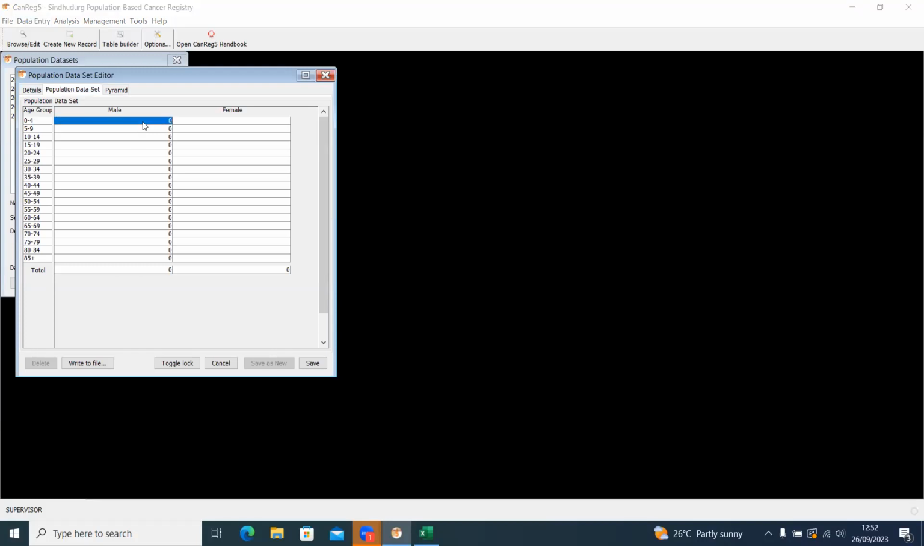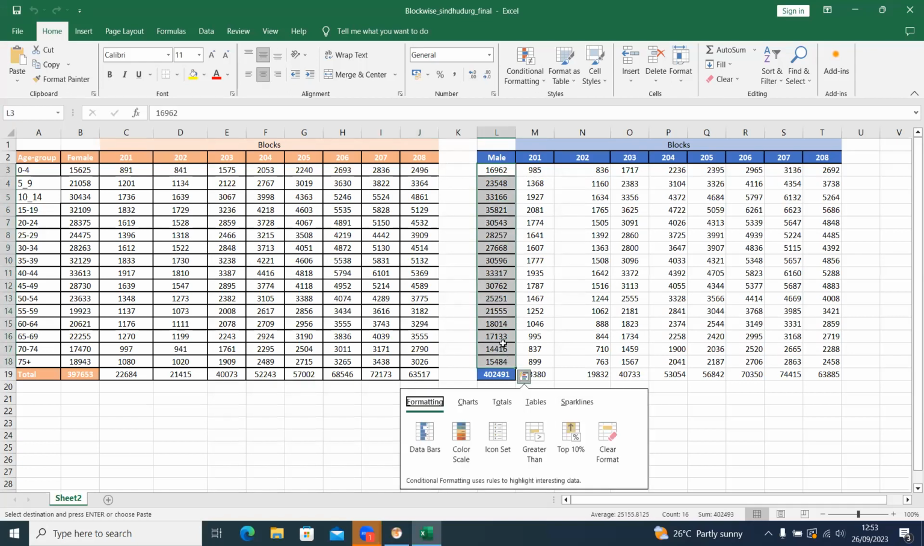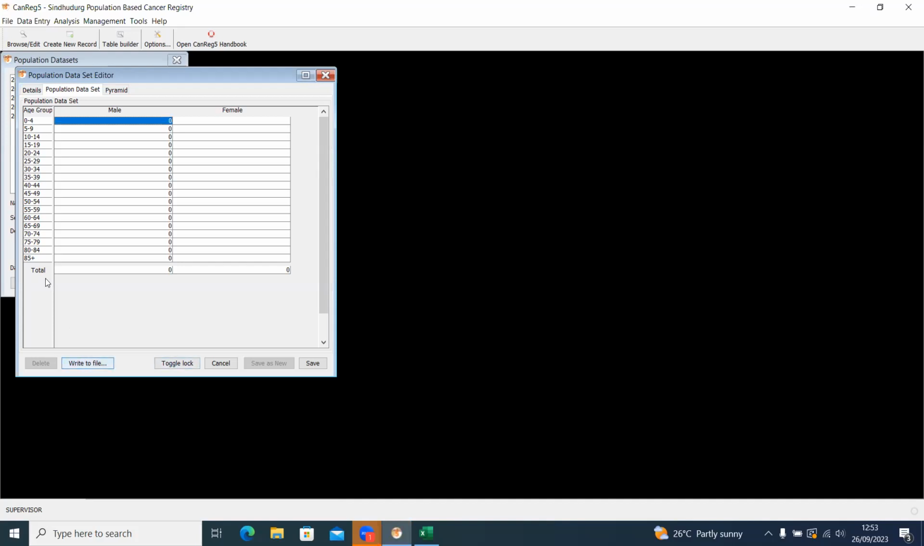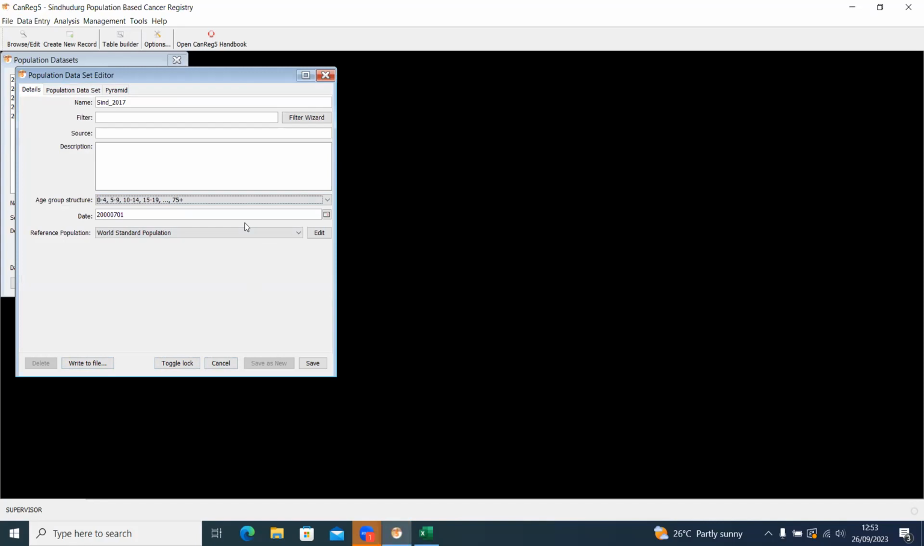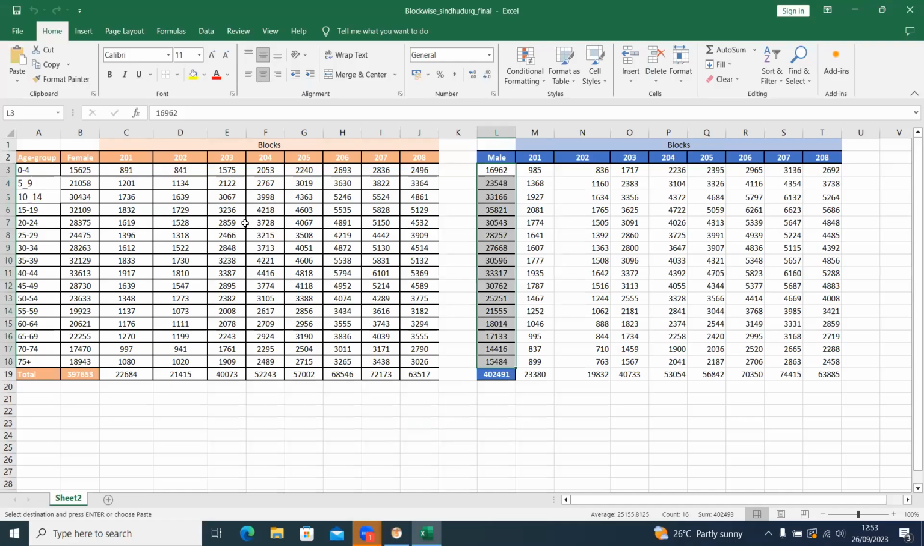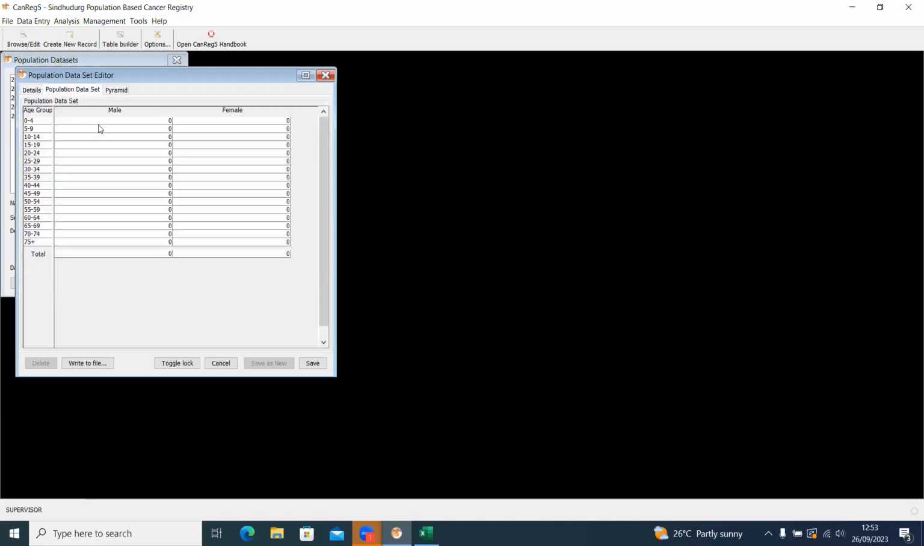I'll add the male population from the Excel sheet, which I have. This is the male population. Before that, I'll just check. I'll select this as 0 to 75 because my age group structure should match the age group structure which I'm already having in the Excel sheet. So this is the age group structure, that is 0 to 75. So I'm selecting this age group structure. After that, I'll just select the male population.